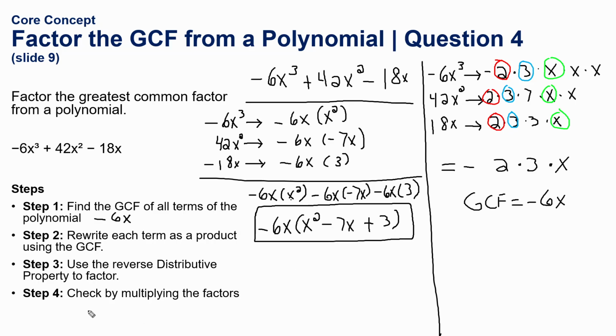Now checking our work, step 4, check by multiplying the factors. If I was to then multiply through, negative 6x times x squared is negative 6x to the 3rd power.